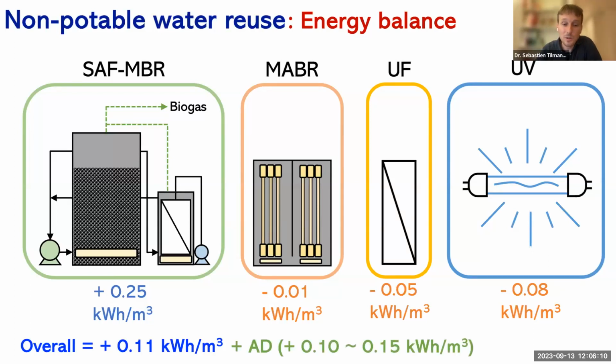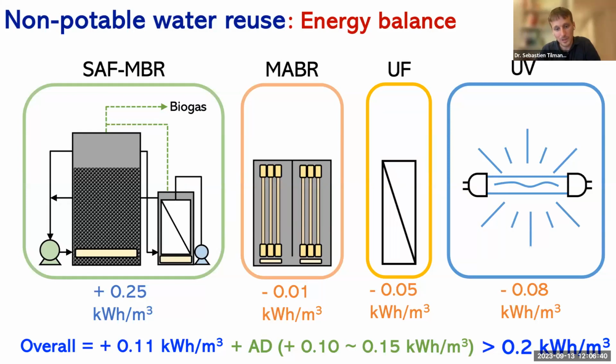If you add the surplus of renewable electricity that you can produce when you're anaerobically digesting the primary solids in the system, you end up with an overall energy balance where you're still exporting about 0.2 kilowatt hours per cubic meter of renewable electricity to the grid. So we think this is an unprecedented outcome and really exciting, because you could be producing purified water for non-potable reuse while also exporting renewable energy to the grid.